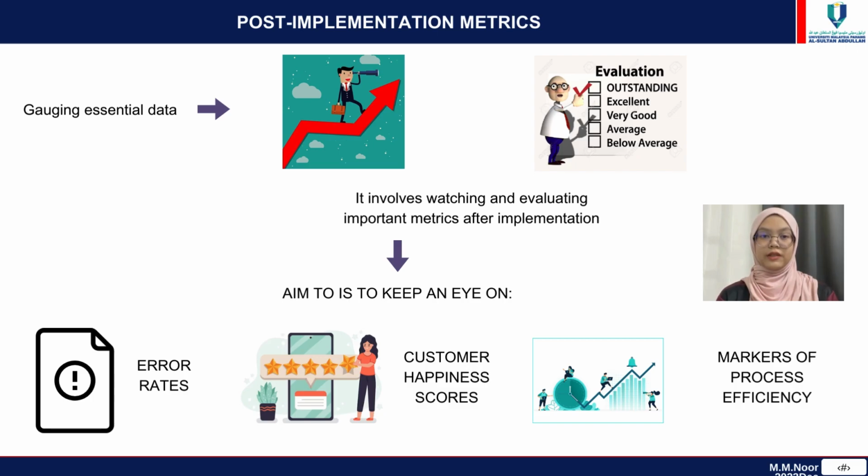So in Six Sigma, at a consulting firm, the phase after implementation carries out many key jobs. It says that the gains generated during the executing phase are sustained and constantly expanded. The primary task is logging essential data. It involves watching and evaluating important metrics after implementation. The aim is to keep an eye on performance using specific data like error rates, customer happiness score, and markers of process efficiency. This is to guarantee continued accomplishment.